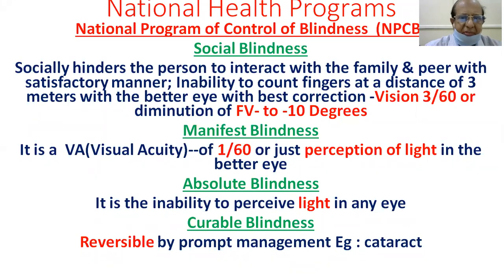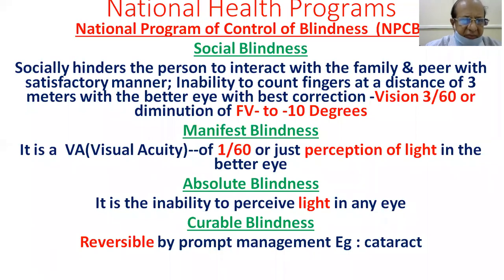Here, manifest blindness. It is a visual acuity of 1 by 60 with Snellen's chart, or just perception of light in the better eye. Either 1 by 60 or perception of light. So that's called manifest blindness. Absolute blindness. It is the inability to perceive light in any eye. Absolute means he cannot see anything, even light.